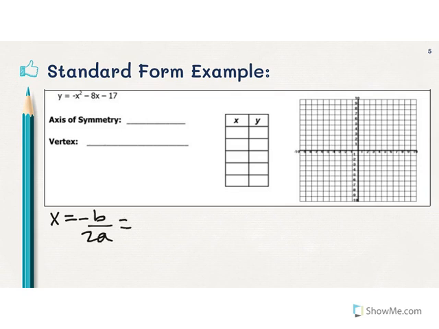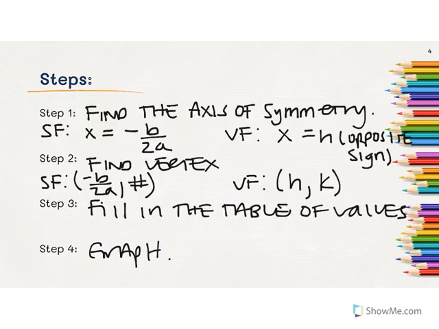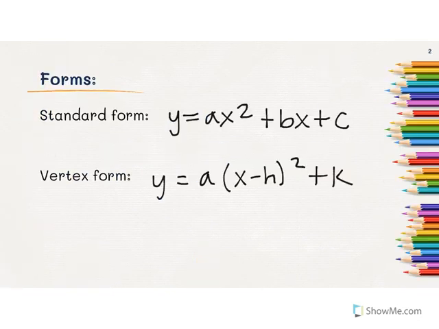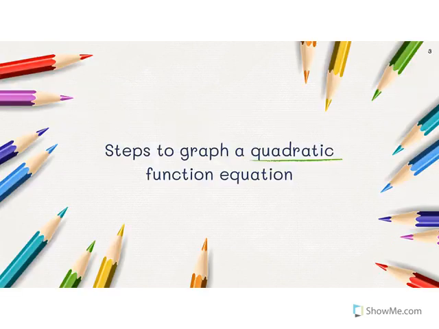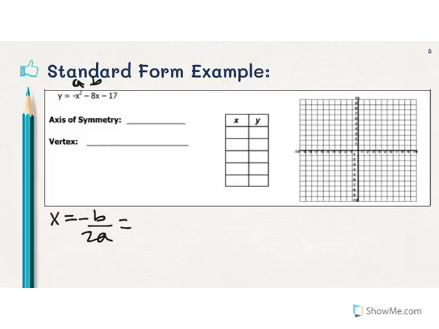We're now going to take the values. Remember, a is the coefficient in front of the x squared, b is the coefficient in front of the x, and c is the constant. So let's write out what each of these values mean. I have a equal to negative 1 because it's the coefficient of x squared, b equal to negative 8 because it's the coefficient in front of the x, and c equal to negative 17. That's the constant, the number by itself.